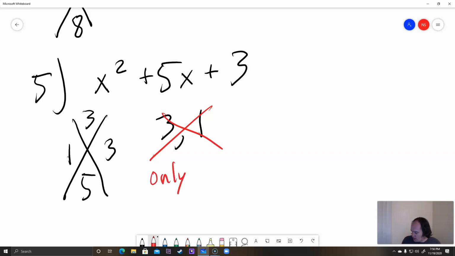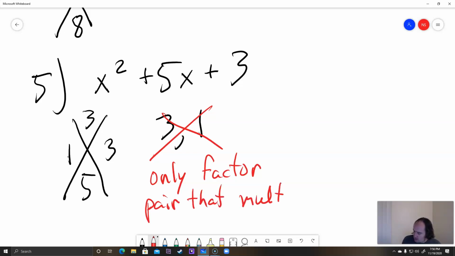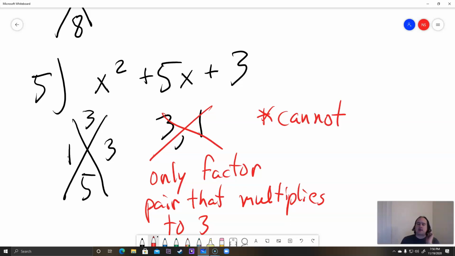That's what's called the only factor pair that multiplies to 3. And it doesn't add to 5. So what that means is this cannot be factored. Okay, so if you try all the factor pairs, you try all the possible things that multiply to the number on the top, and none of them work, that means it cannot be factored. Or some people like to say unfactorable.